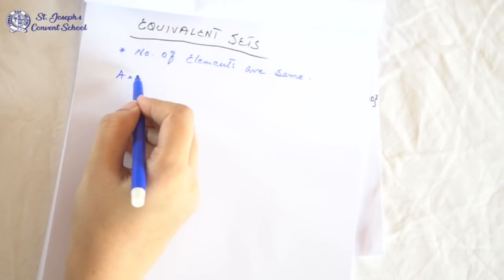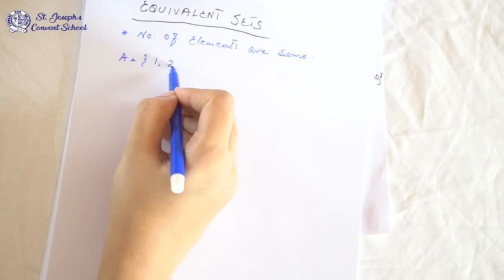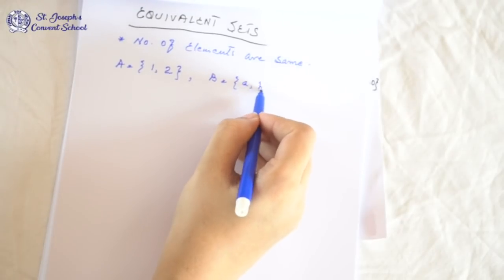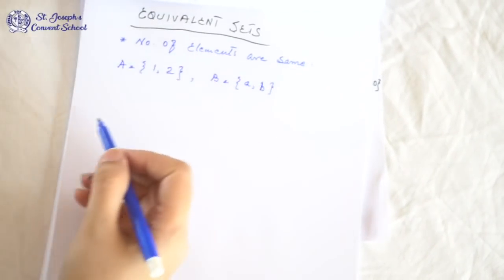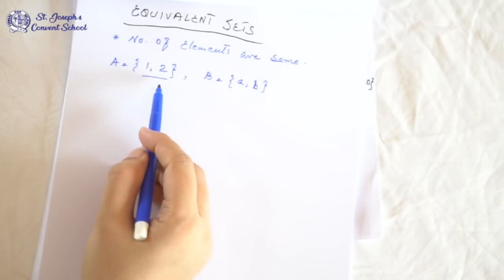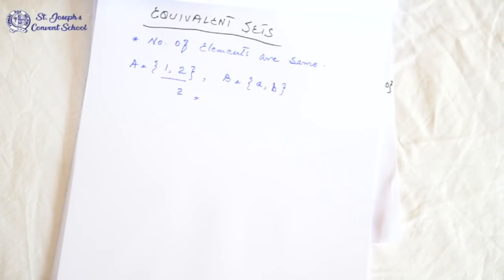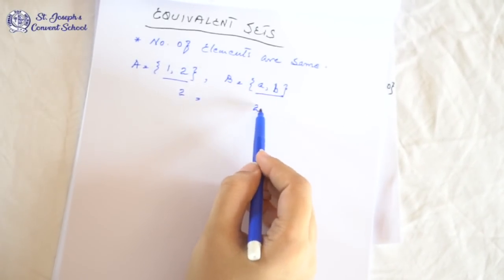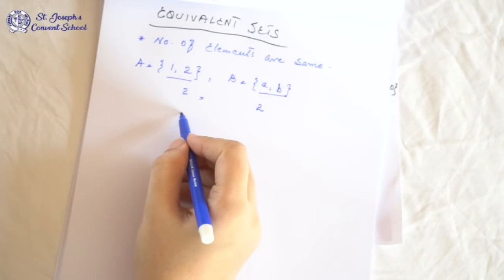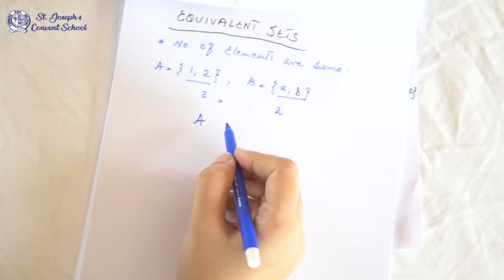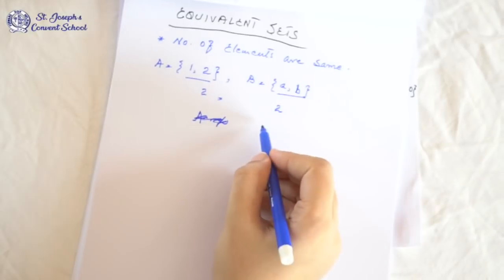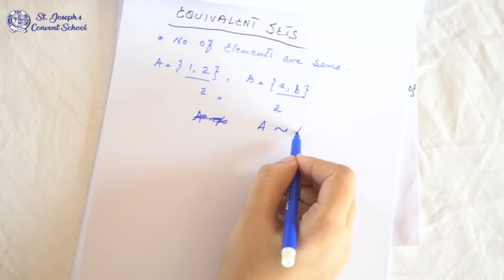Suppose in the first set there are two elements, 1 and 2, and in the second set there are two elements, A and B. We only check the number of elements. Although these elements are different, the number of elements is the same. There are two numbers here, and in the same way there are two numbers in this one. So the number of elements is the same, so you can say the two sets are equivalent sets. So you can say set A is equivalent to set B.